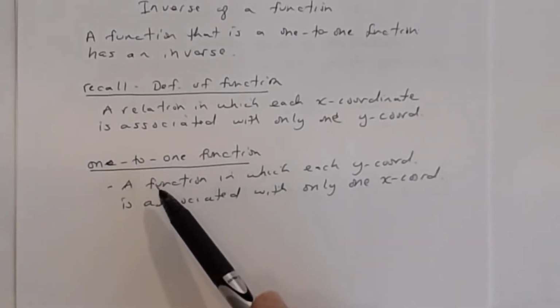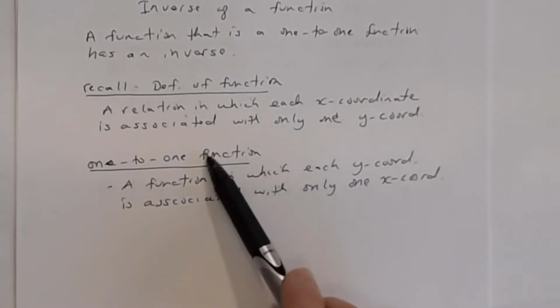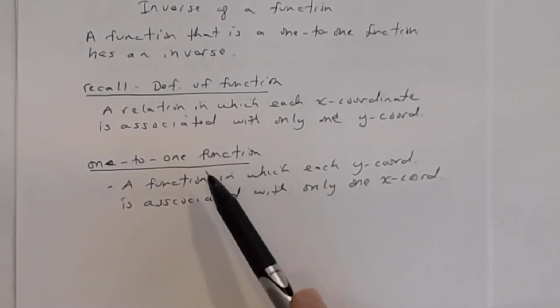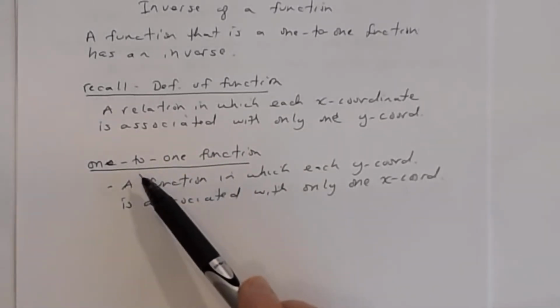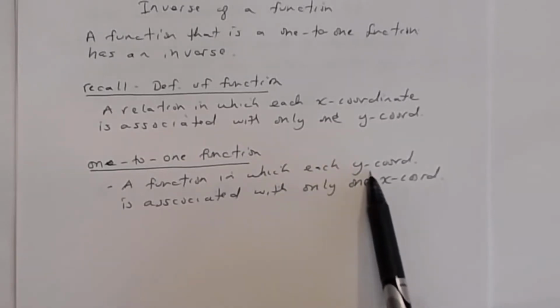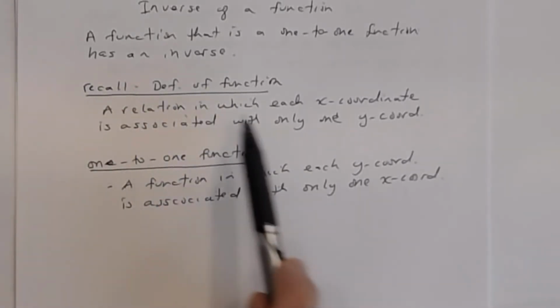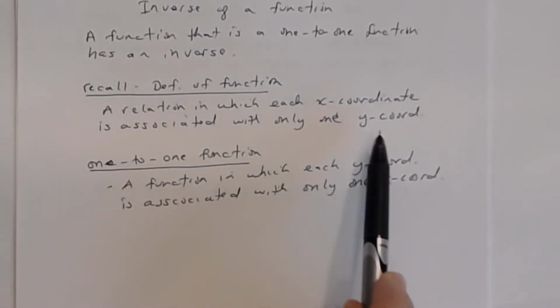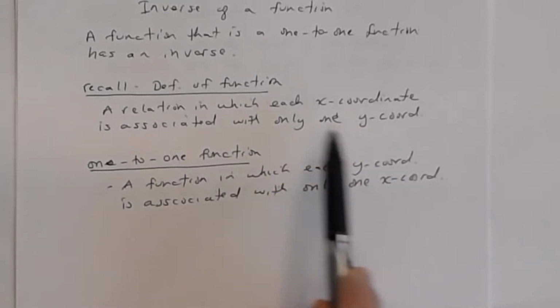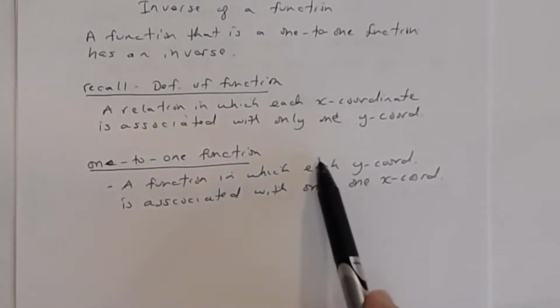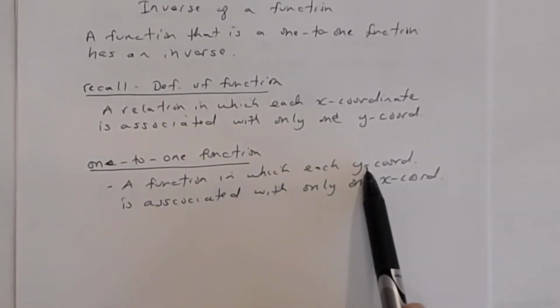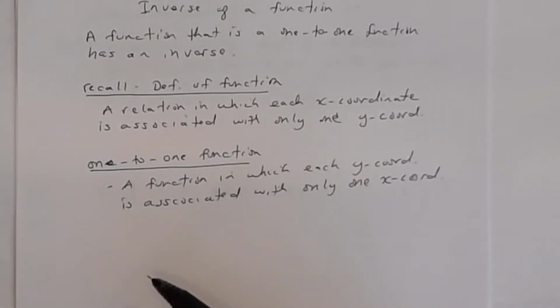Well, a one-to-one function is a function. First of all, it has to be a function. And if it's a function, it is one-to-one if for each y coordinate, there's only one x coordinate. So notice the difference between those two. A function says for each x coordinate, there's only one y coordinate. A one-to-one function is just the other way around. For each y coordinate, there's only one x coordinate.